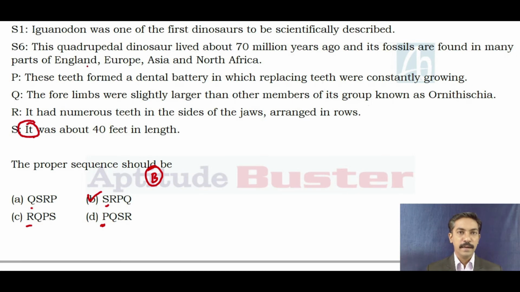If you have slight doubt or any difficulty in getting the answer, I'll give you one more clue for the same question. R says it had numerous teeth in the sides of the jaws arranged in rows. P says these teeth formed a dental battery. If you give a quick glance, we can be very sure R and P are inseparable. Irrespective of its position, wherever you have RP, just check among the four options. How many options have the RP combination? We have only two options. Already we eliminated A and thereby we are very sure answer is B.